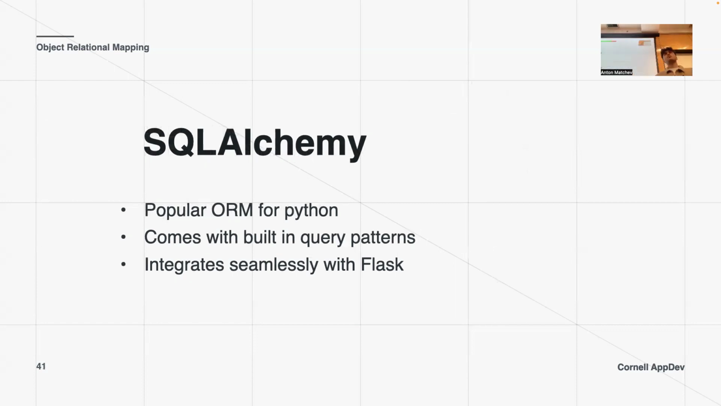One common ORM for Python, which we're going to be using for this course, is called SQLAlchemy. And it comes built in with a lot of queries, like getting everything from a data set, filtering by ID, stuff like that. You guys won't have to write that anymore. It just comes built in with SQLAlchemy, and it integrates pretty well with Flask.